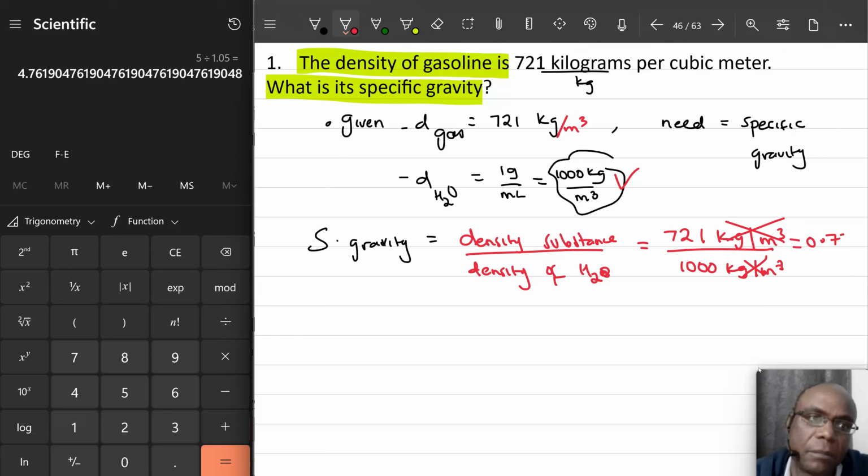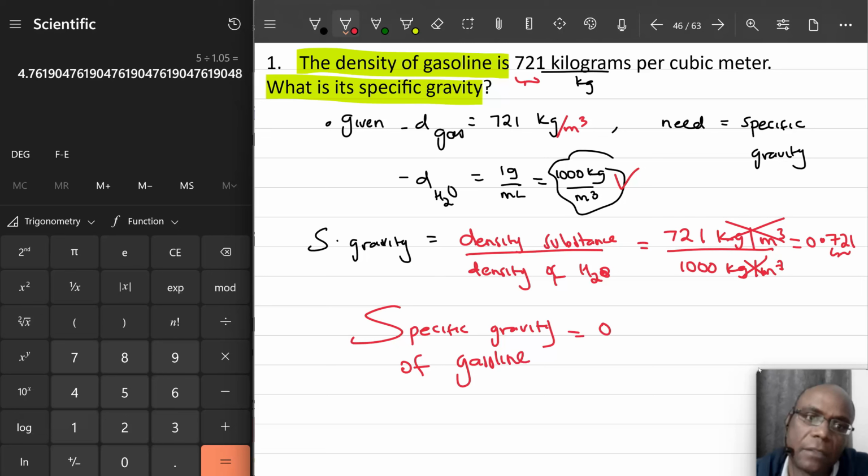The answer will be 0.721. I keep this at 3 sig figs. Any zero before a digit like 1 and 9 is not significant. So here the conclusion is the specific gravity of gasoline in this case is 0.721. It's unitless because, as you can see, the SI units cancelled out.